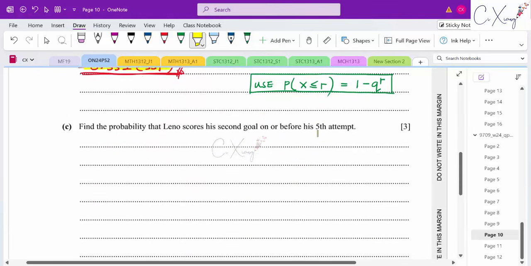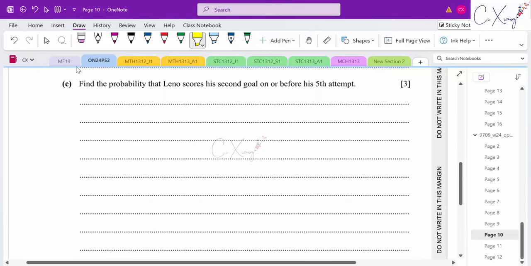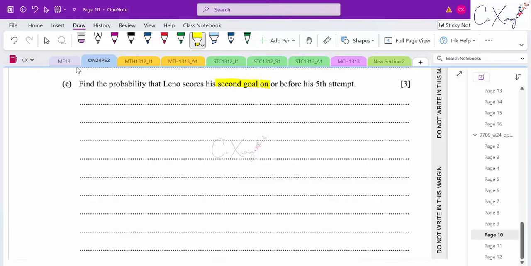For 7c, they want us to find the probability that he scored the second goal on or before the 5th attempt. If they say the second goal on or before the 5th attempt, should it include the 5th? On or before, so it actually includes the 5th one. So maybe you need to do it slowly. Now I try to start from the smallest value first.